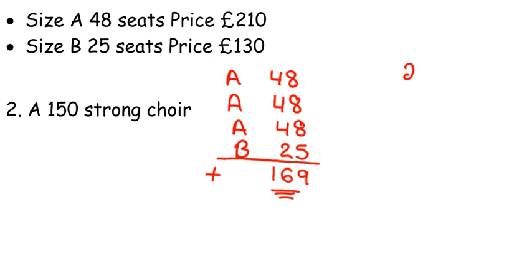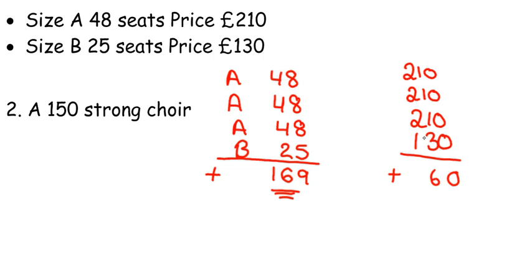What does that cost me? That costs me 210 and 210 and 210 and 130. Again, if I add those up, I get a 0 in this column, a 6 and a 7. It's going to cost me £760. I did that by adding, but you could do 210 times 3 and then add on 130, whichever way works, as long as you're showing the working that gets you to it.